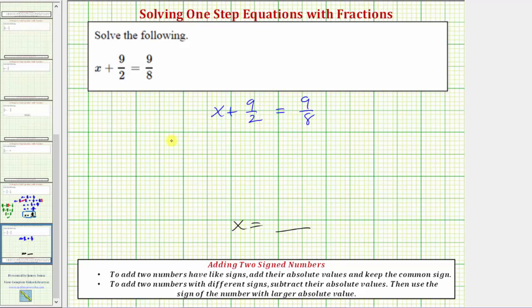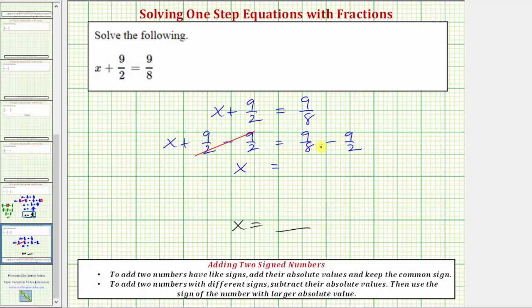Our next step will be x plus 9 halves minus 9 halves equals 9 eighths minus 9 halves. Notice how, again, we subtracted 9 halves on both sides of the equation. Whatever operation we perform to one side of the equation must also be performed on the other side to maintain equality. Looking at the left side, subtracting 9 halves undoes the plus 9 halves, so this simplifies to 0. So now on the left side we just have the variable x, and we have equals.